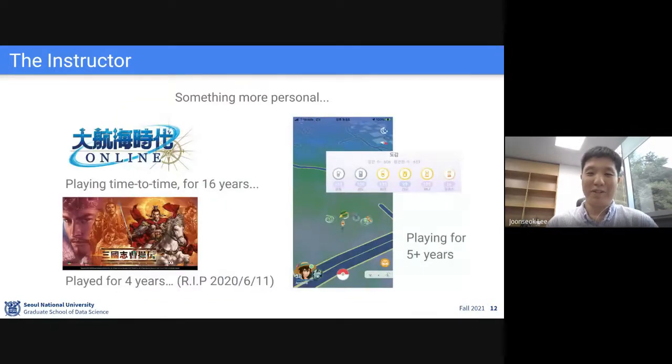And actually, I'm a computer game player. I play these games for a very, very long time. Uncharted Waters, this was like 16 years already. And I also play Pokemon Go. If you are playing this, just let me know. Last semester, one student came in and we became friends in the game, and we are still playing together. So if you play this game, just let me know.